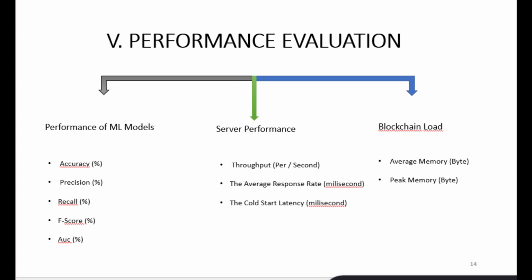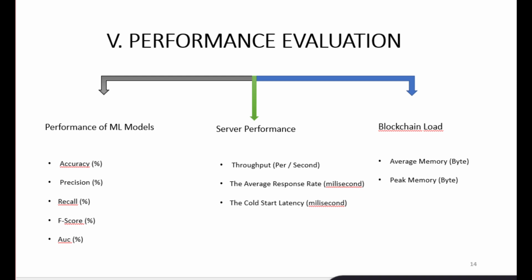We evaluate the performance of the proposed system, AIBLOCK, from three different perspectives. Firstly, we found the model with the highest accuracy rate among the 5 different machine learning models. We only needed to find the machine learning model with the highest accuracy since only one machine learning model is used in the system. Secondly, we evaluate server performance by using three different metrics. These are throughput, the average response rate, and cold start latency.